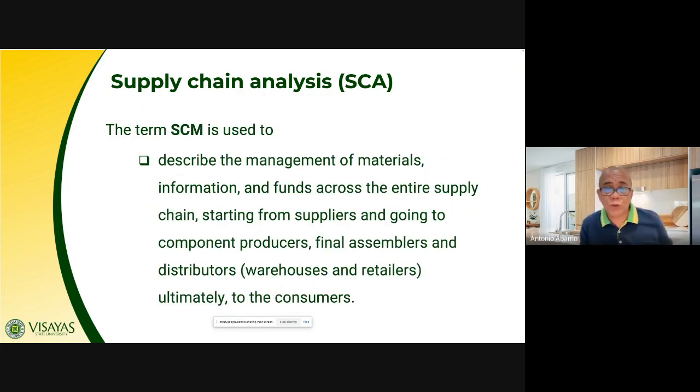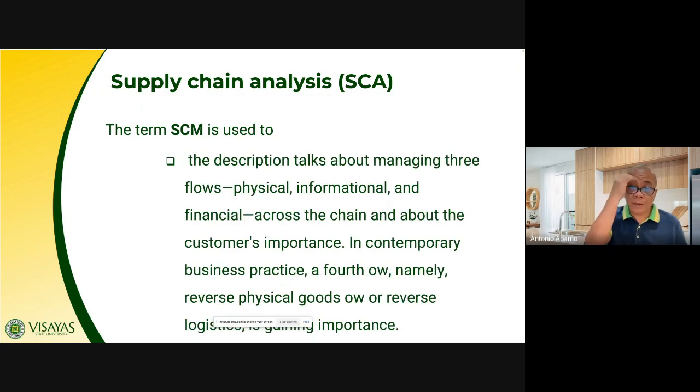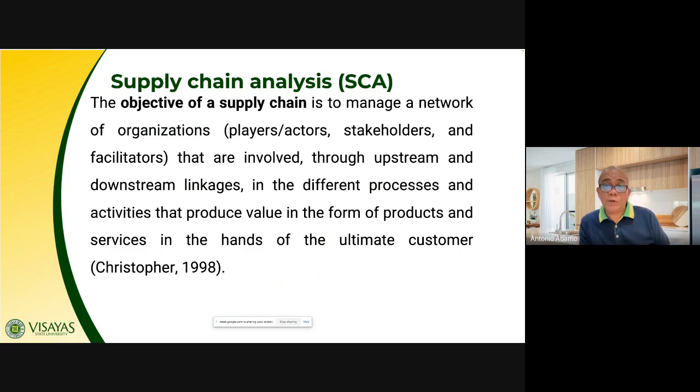So, the term supply chain is used to describe the management of material, information and funds across the entire supply chain. Okay, so that's the term for supply chain management. So it talks about managing three flows: physical, information, and financial flow. In contemporary business practice, a fourth flow, namely reverse physical goods flow or reverse logistics, is gaining importance. Now, the objective of supply chain is to manage the network of organizations that are involved through upstream and downstream linkages, from production down to the consumption, and see if the cost is actually managed until it reaches the customer, where it still becomes very competitive in the market.